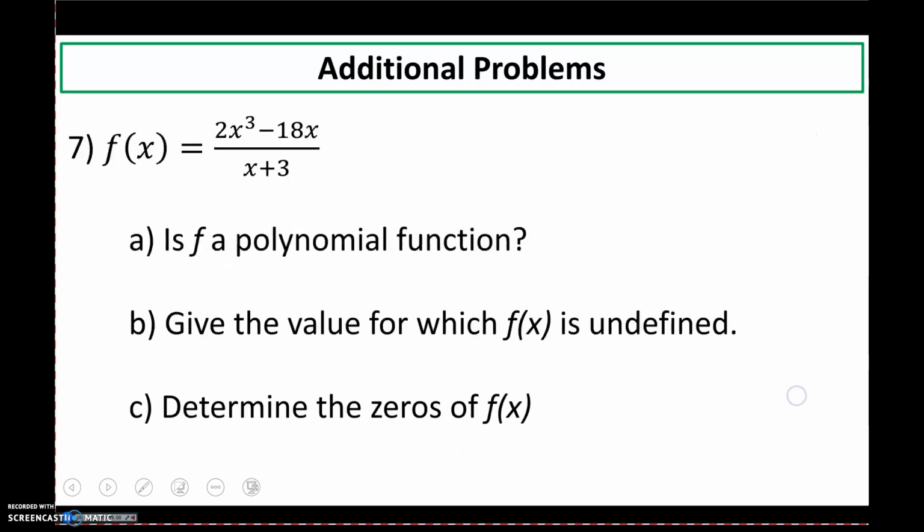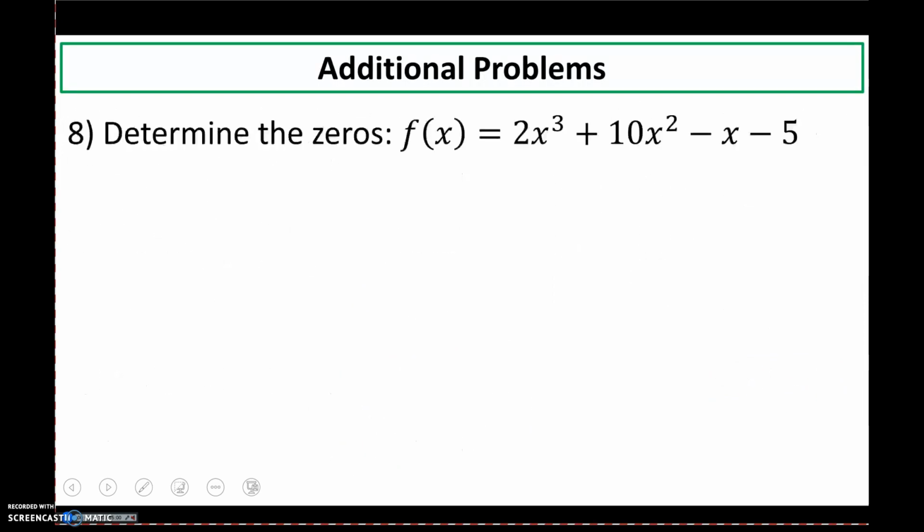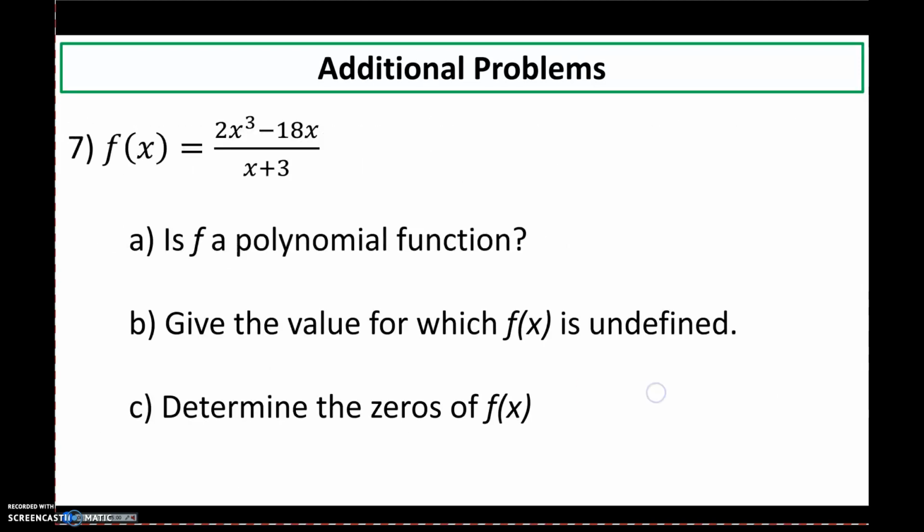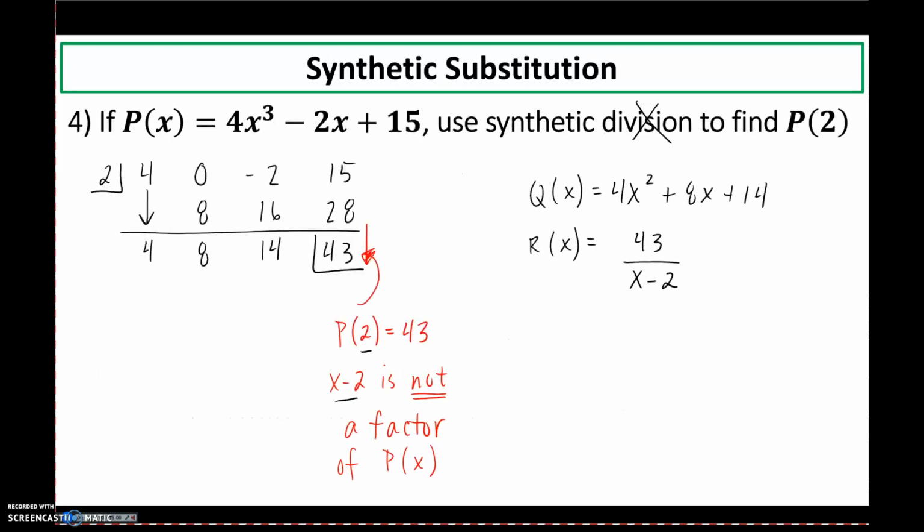Okay, these additional problems, you are not responsible for having them finished for class, but in the 2 videos, I did leave you with several things to work on, so please have all those items completed for class. That'll do it.